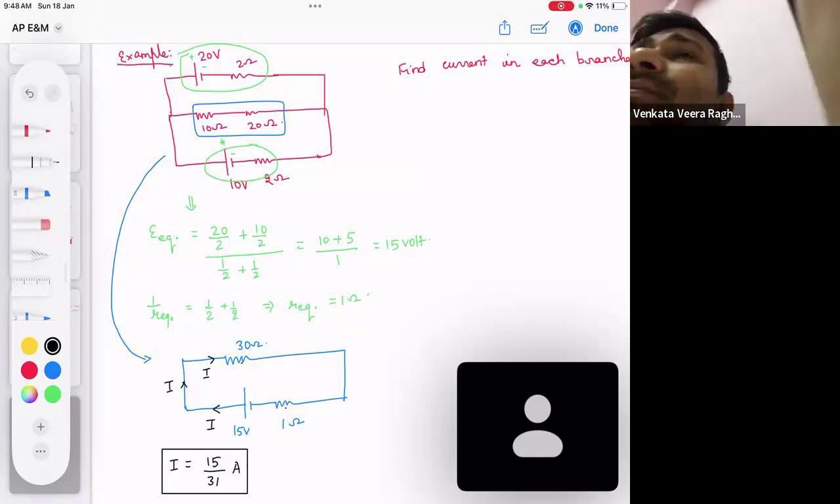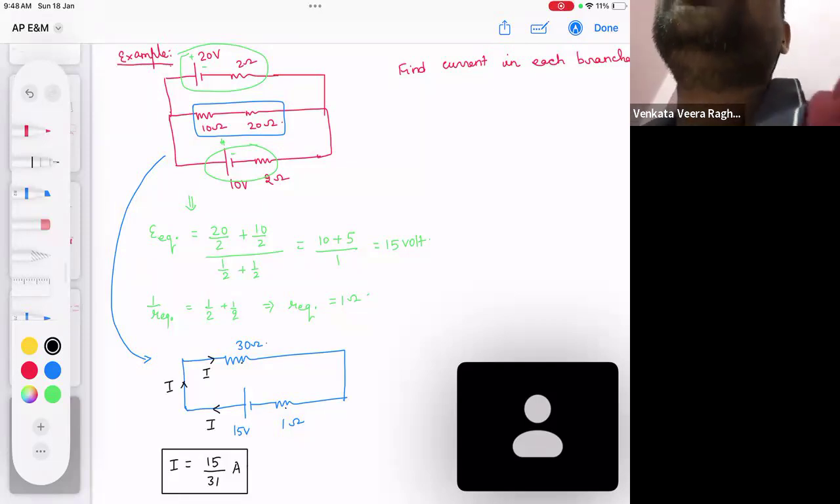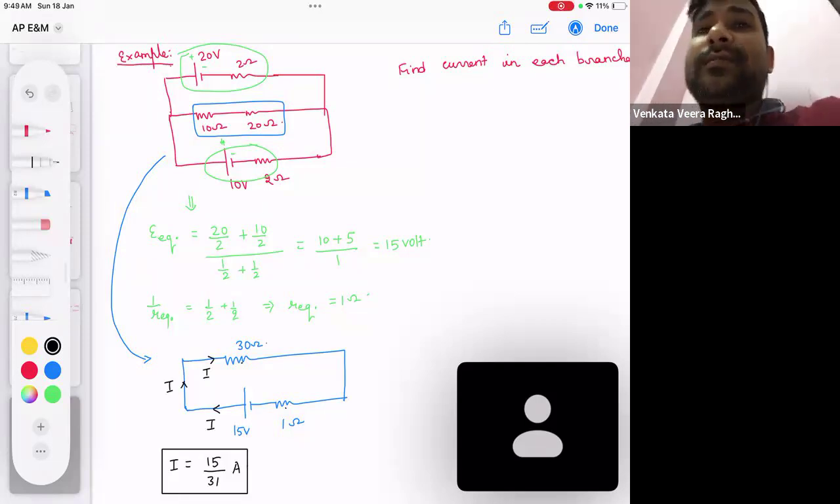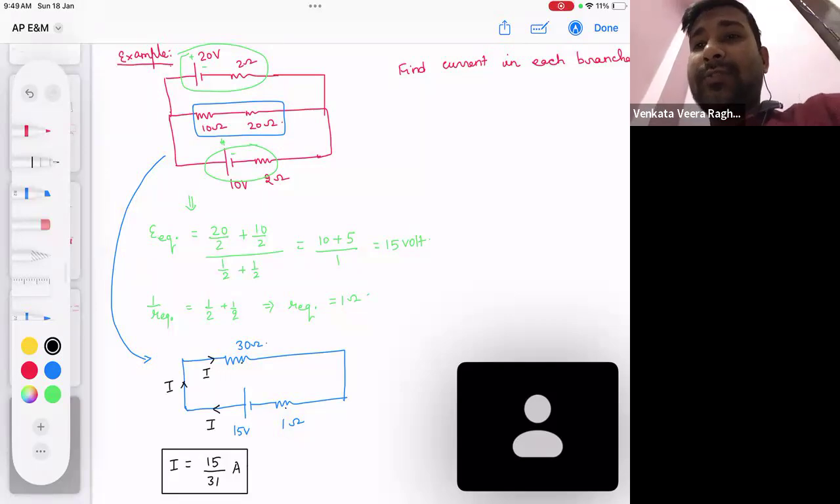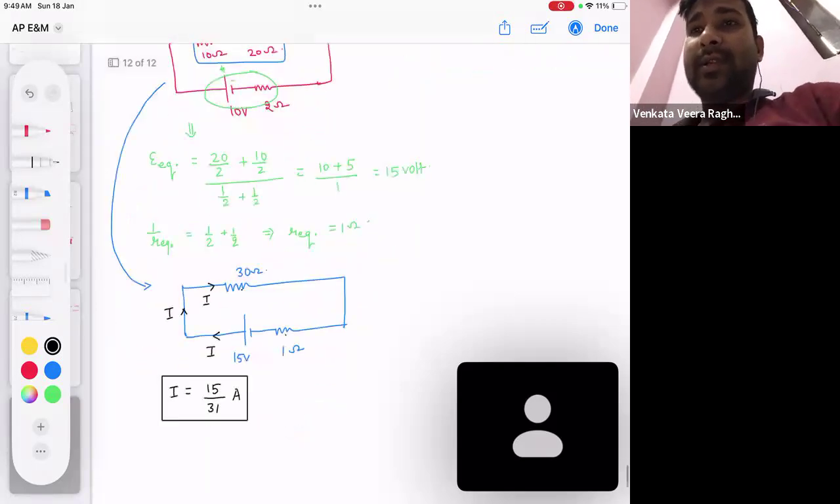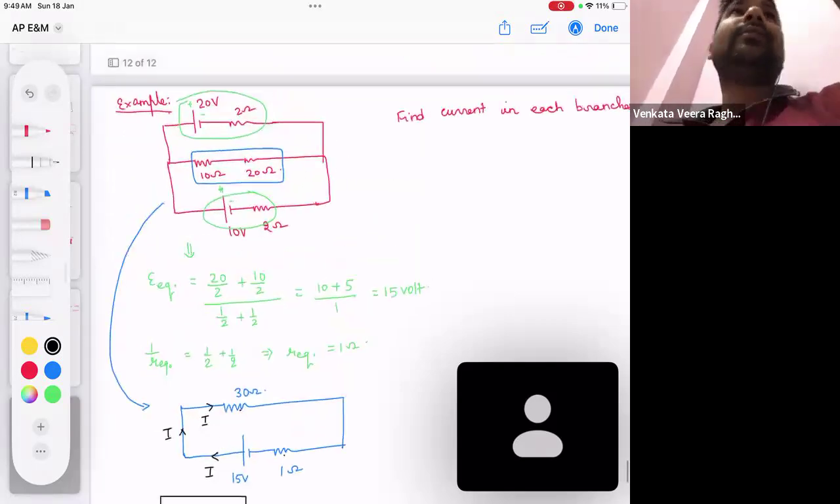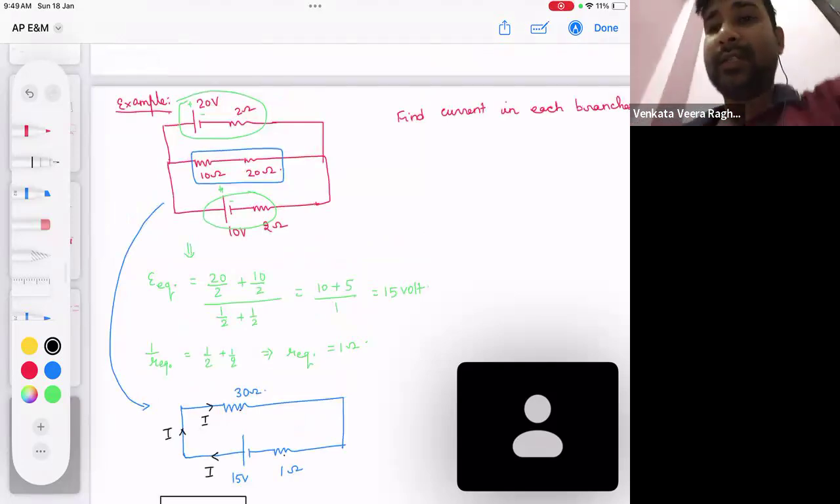Okay, so this 15 ohm and 15 by 31 ampere we got it. But this current I got in the question is what? Is it the current through which branch? Tell me, is this the current I have got through this branch?